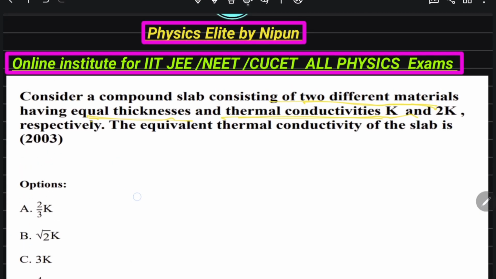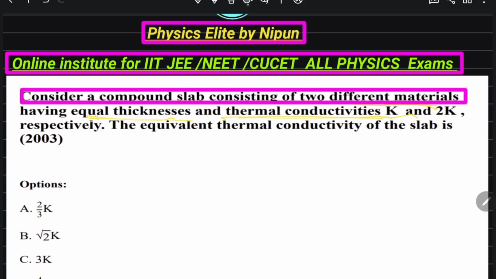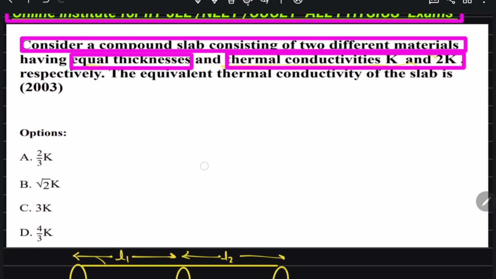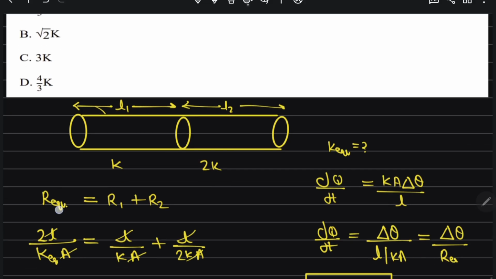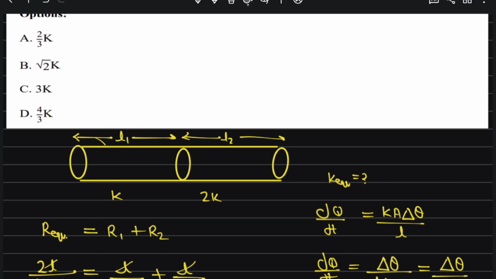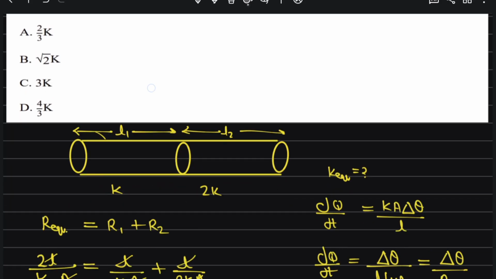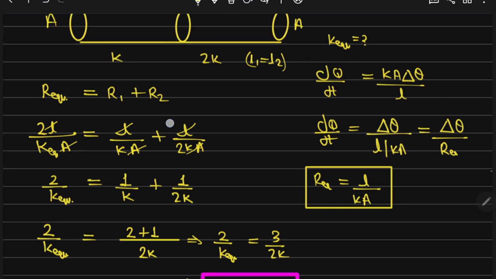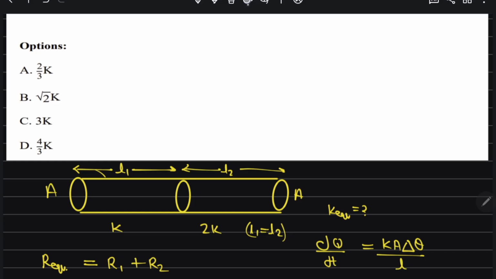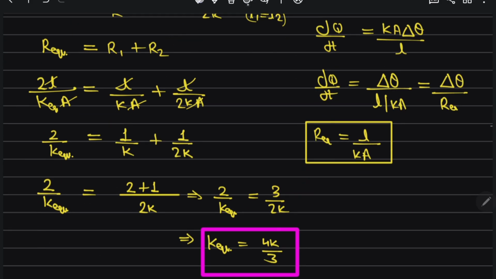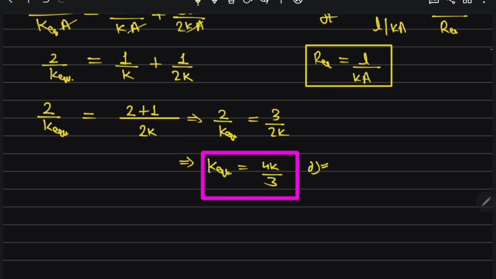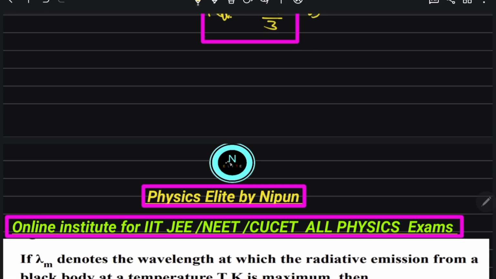So do you understand now? Let me explain again. Consider a compound slab consisting of two different materials having equal thickness and thermal conductivities K and 2K respectively. Two rods are connected in series with equal length, L1 equal to L2, and the same area. The equivalent conductivity is 4K by 3. So option D is correct. Now I proceed to the next question.